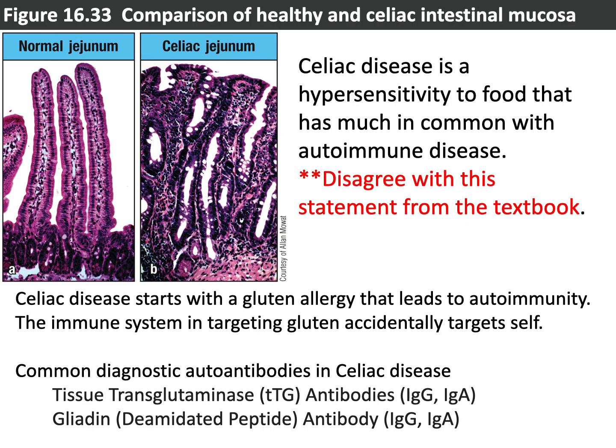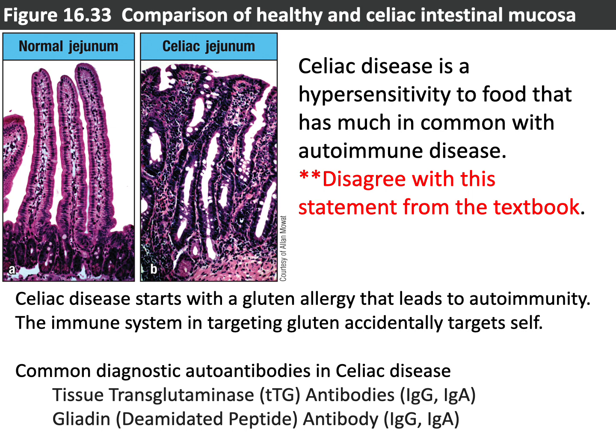Our last autoimmune condition that we're going to look at is celiac disease. And I'm just going to start off with, I disagree with this statement from the textbook, right? The textbook has a statement that celiac disease is a hypersensitivity to food that has much more in common with autoimmune disease. Wrong. Celiac disease arises from having a gluten allergy, which is a type 1 response, and that leads to autoimmunity.